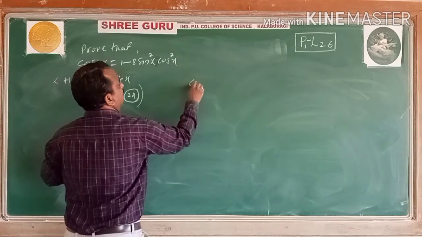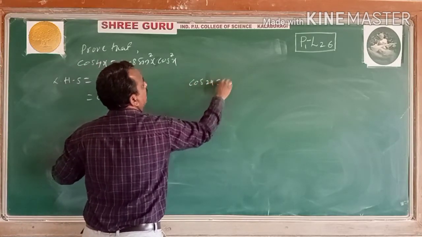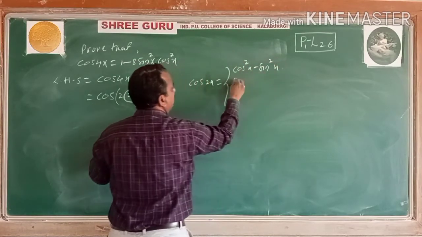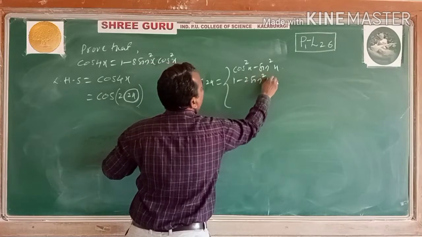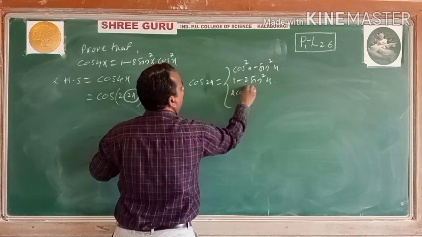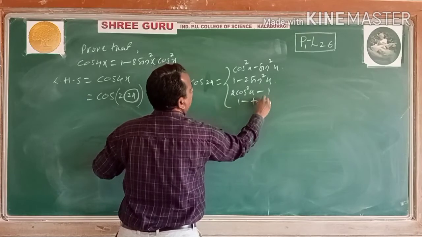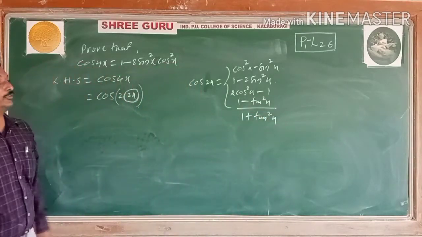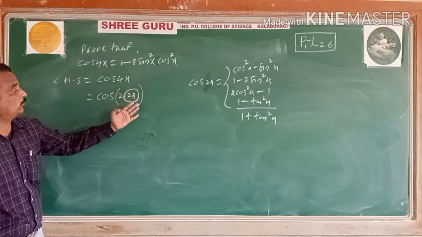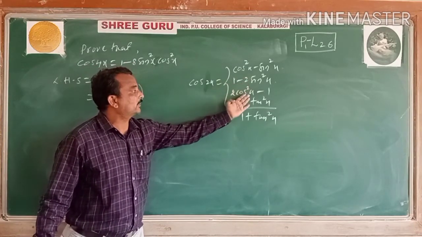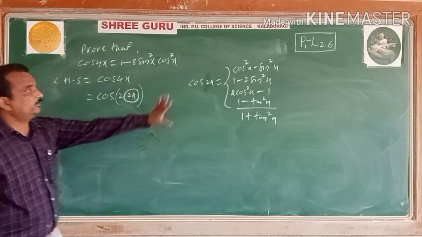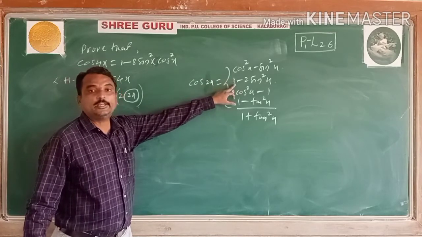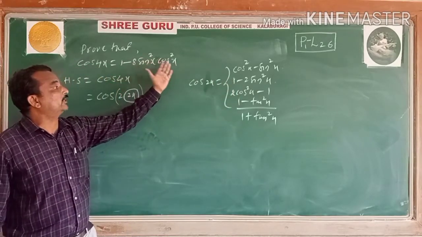What is cos 4x? You have 4 different types of cos 2x formula. One in terms of cos square x minus sin square x. One in terms of 1 minus 2 sin square x. One in terms of 2 cos square x minus 1. And one in terms of tan. Now see which one you have to substitute. Looking at the RHS, you will know: either the second one or the third one. The first and fourth are not suitable. Taking the second formula, because RHS is in terms of sin and cos.